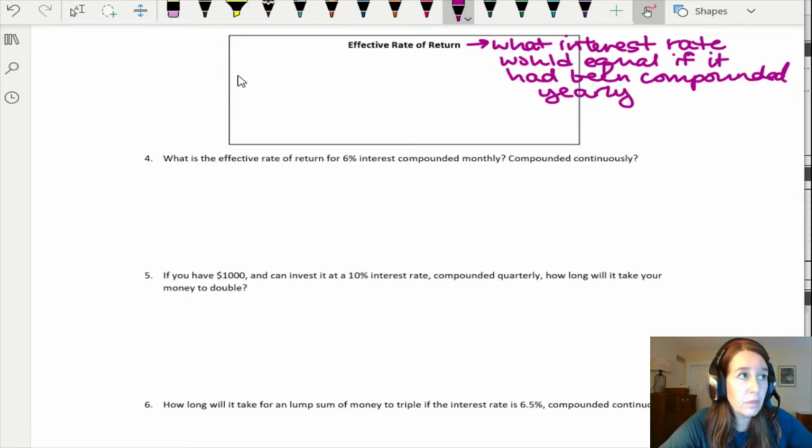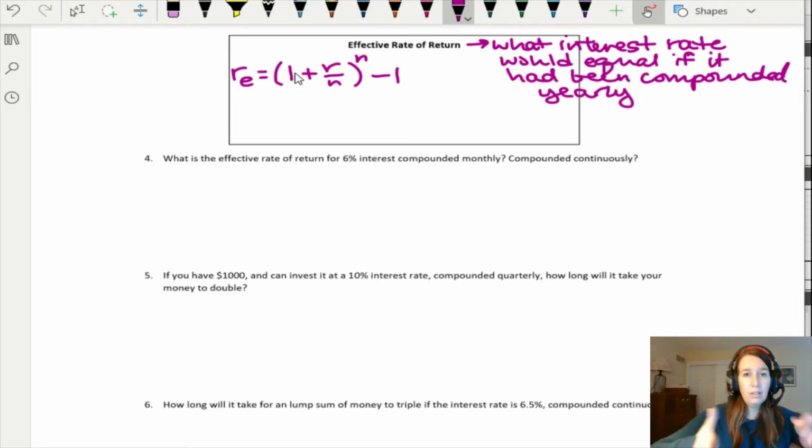So first of all, the effective interest rate is: take everything in those parentheses, 1 plus r over n, and raise it to the nth power, and then subtract 1. In other words, this is like the rate that you're getting, but with the 1, that's taking into account the principal as well. So this is going to give you a decimal, which you can turn into a percent.